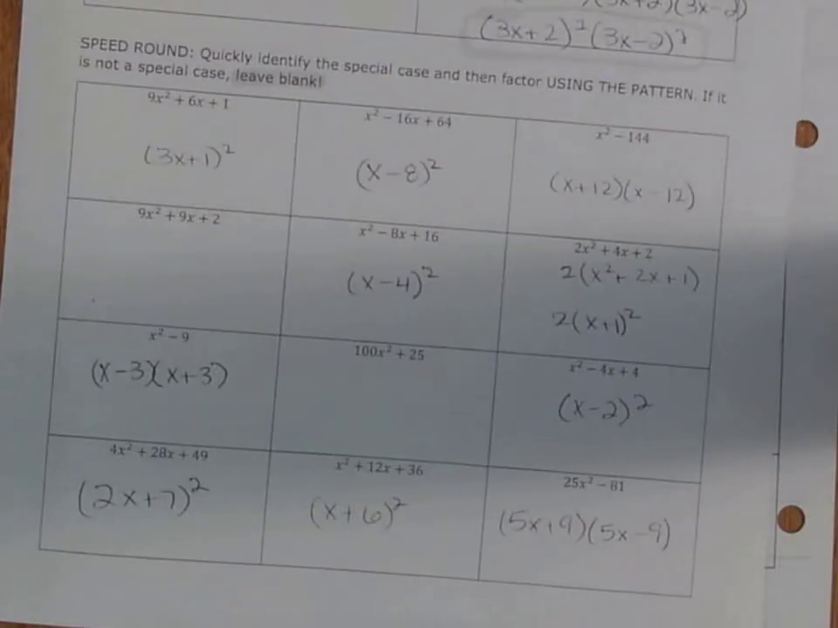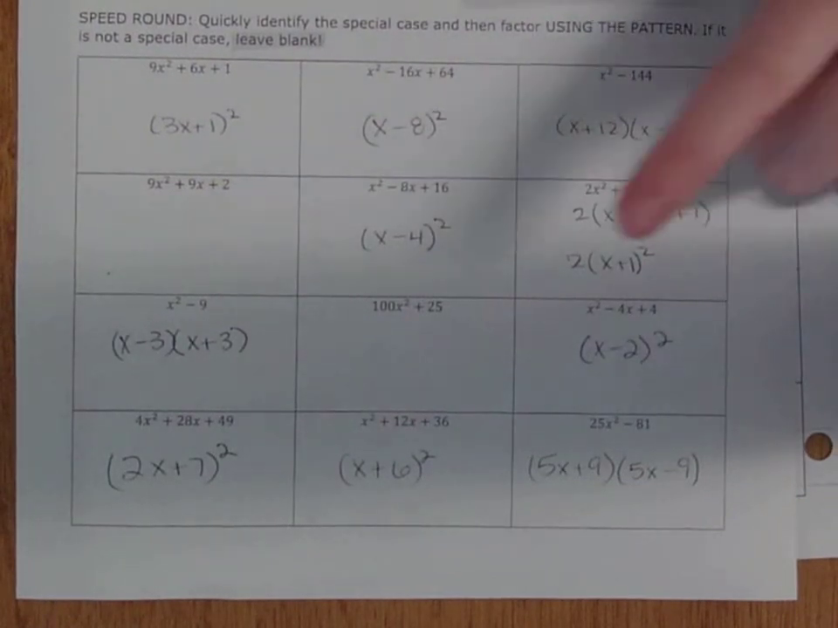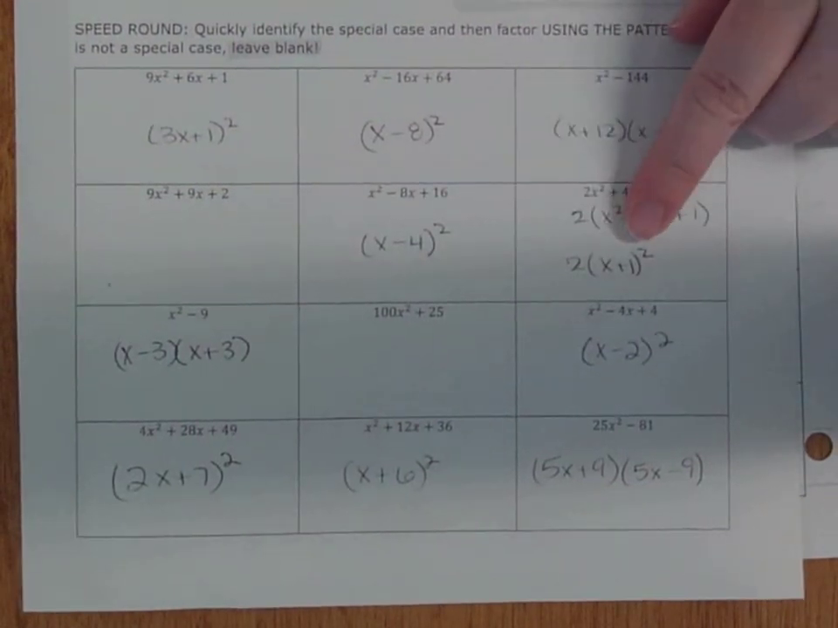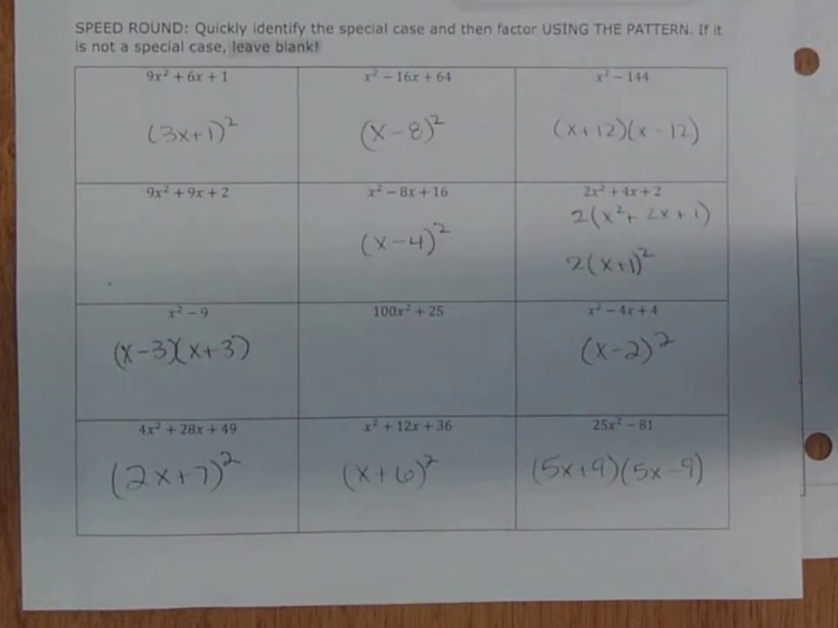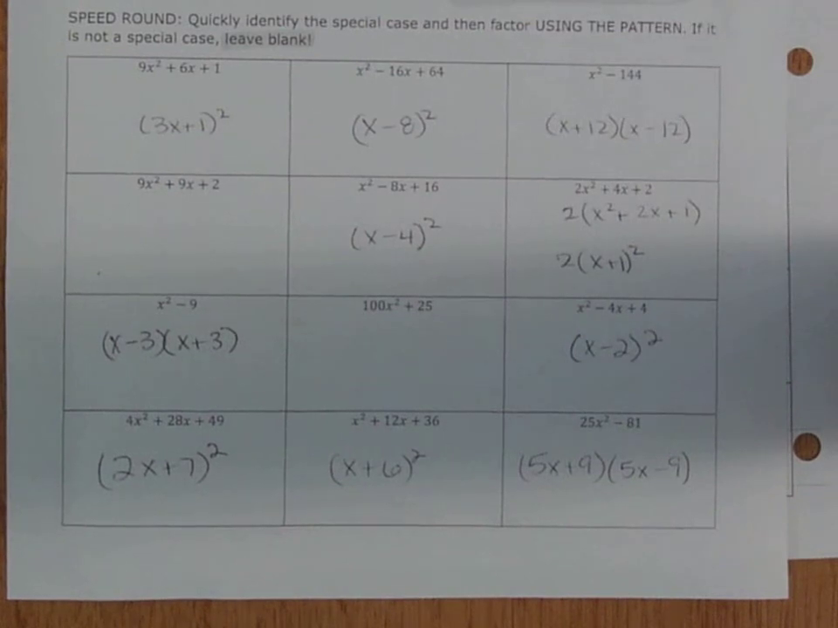Okay. So, only 2 were not special cases. The one that may have tripped you up is making sure that you saw the GCF on this first. And if you saw the GCF, then this one was a special case on the inside. So be careful with that with your homework. Any questions from special cases today?